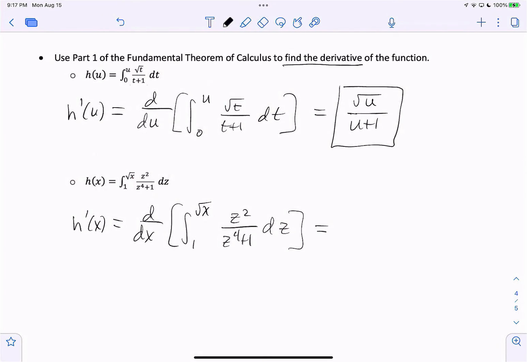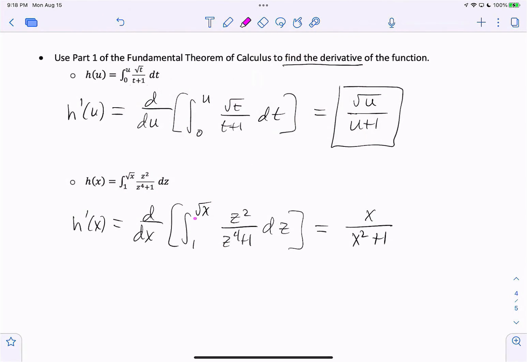And it's almost the same. In place of z, I'm going to put a square root of x. So in the numerator, I have z squared, so the square root of x squared is x. In the denominator, we have z to the 4th plus 1, so the 4th power of square root of x is x squared plus 1. But this is not done.